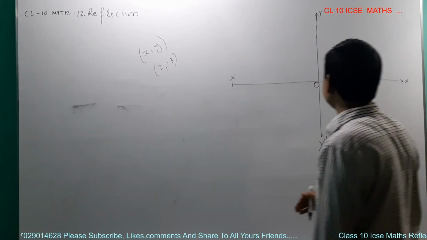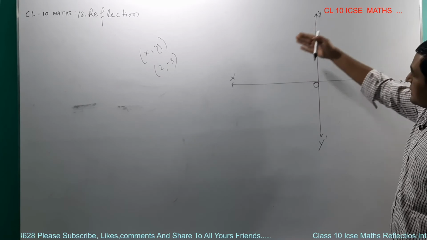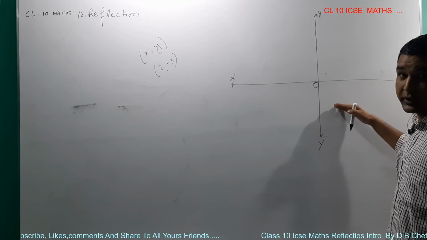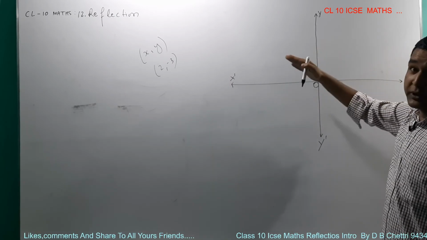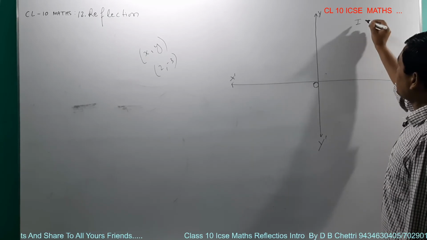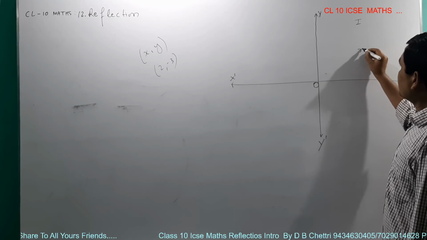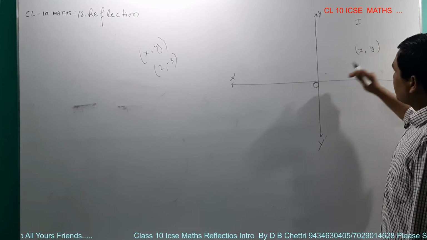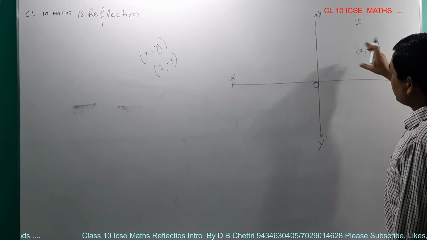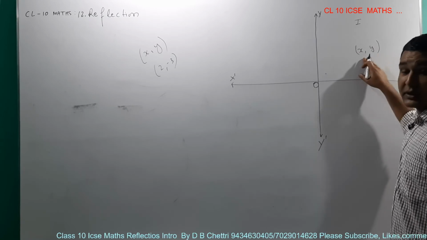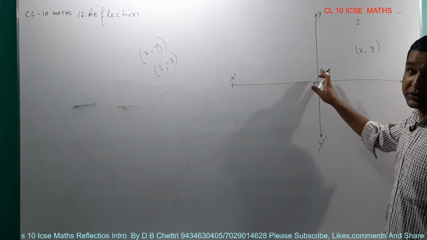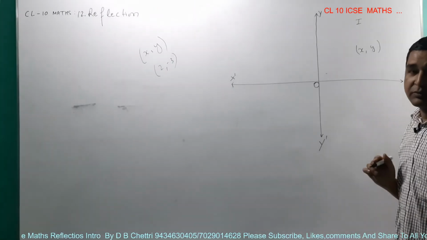Then there are 4 quadrants: first quadrant, second quadrant, third quadrant, and fourth quadrant. What is the sign of the coordinates? We will learn first. In the first quadrant, the signs of the coordinates are both positive, because this is the positive x-axis and the positive y-axis. That's why x, y are both positive.